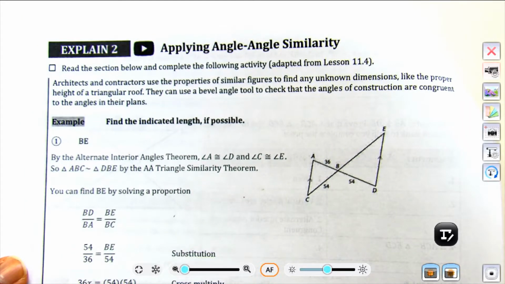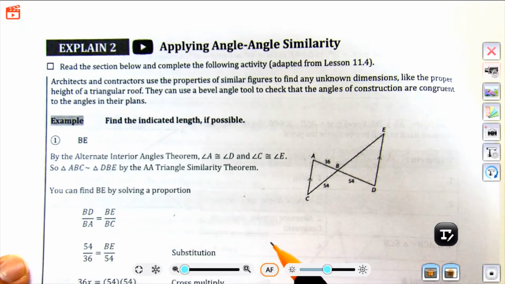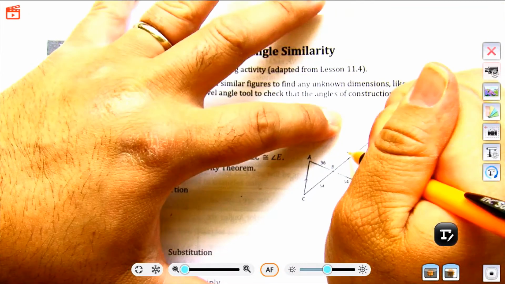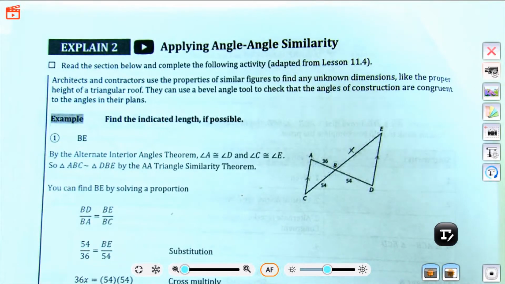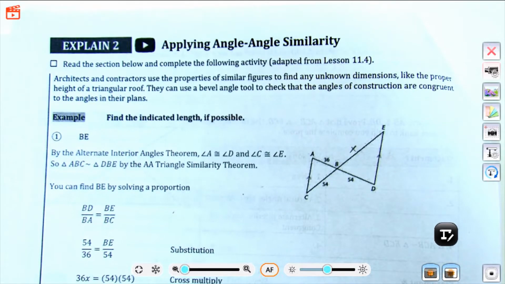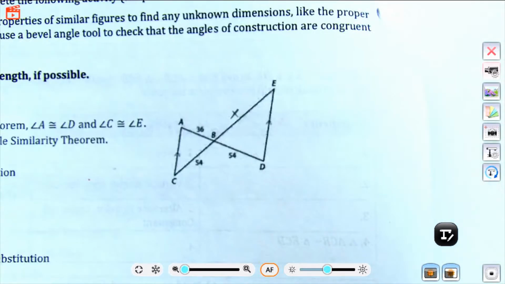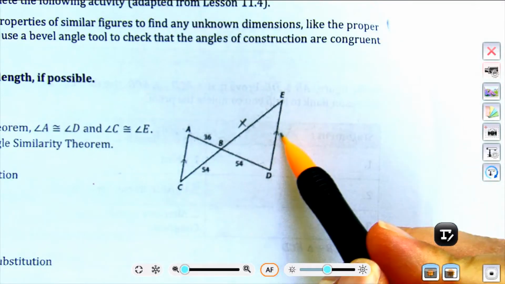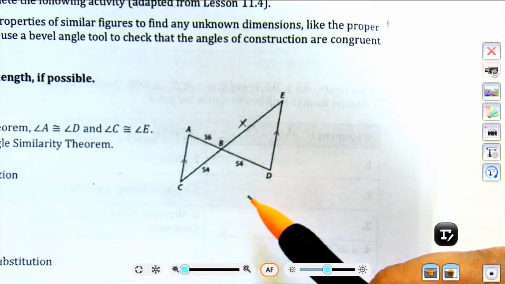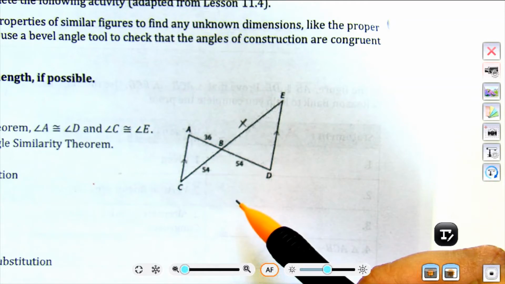In example 1, we have this figure here, and they want us to find BE. So they want us to find this length, which I will just call X for now. Now, one thing that they tell us, let me zoom in on the figure, is that AC and ED are parallel lines. Now, going back to the start of Geometry A, we talked about parallel lines and the types of angles that are formed from parallel lines.